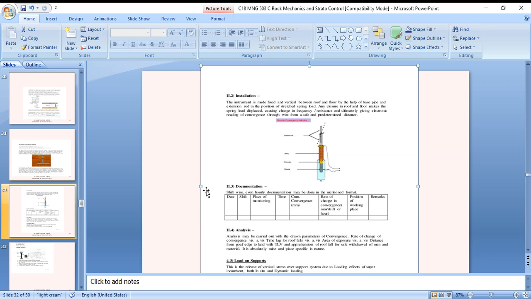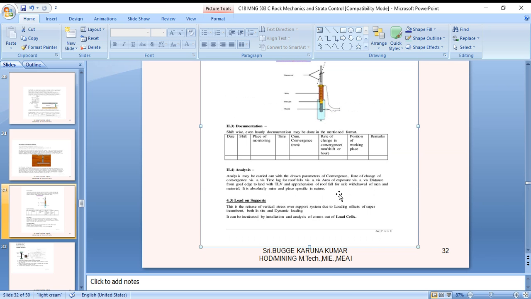change in convergence estimate, minus it or not. Position of working place, remarks. Analysis may be carried out with the drawn parameters: convergence, rate of change of convergence, that is the time lag for the roof fall, area exposure, distance from the GOF edge, and with an appropriate roof load supports.